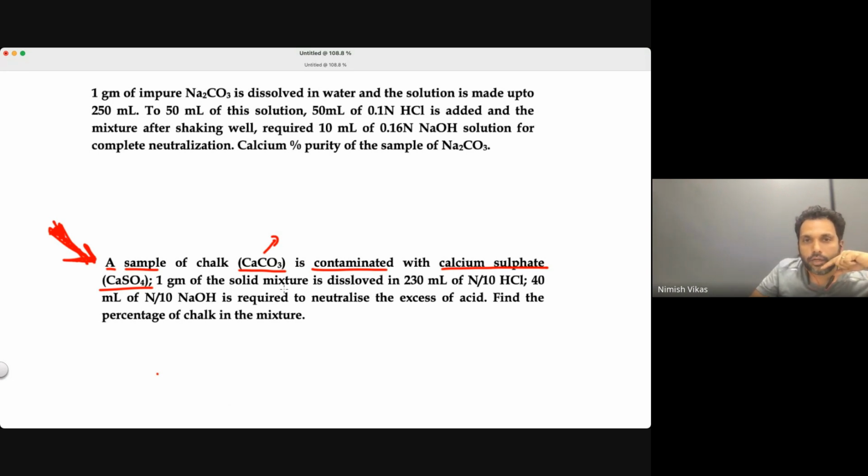One gram of the solid mixture. Okay, so this powder is taken and dissolved in 230 ml of, so we have calcium carbonate plus calcium sulfate, of which mostly it is calcium carbonate they are saying, and a little bit of this is there, is dissolved in an acid, meaning to say they are reacting.